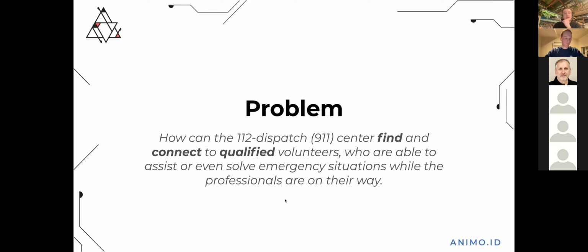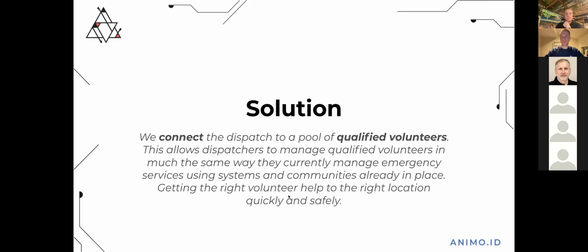So the solution is to connect the dispatch to a pool of qualified volunteers, so they can manage the volunteers and basically have extra resources. They already have the emergency services and they can manage those, but how can we also connect them to volunteers so they can help?